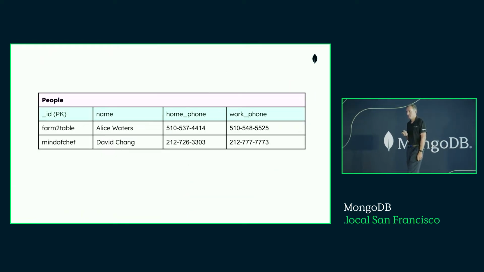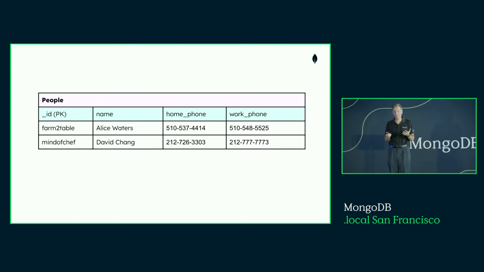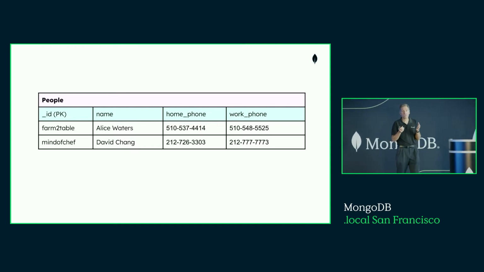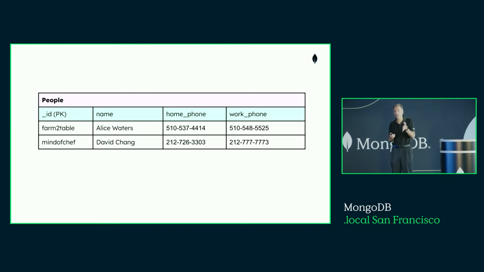This is great for us, but it's not so great if you were a data architect and you did a lot of these designs a few years ago, where you would model the different modes of communication to reach someone as a column in a table. So we would have one column for the home phone, another one for the work phone.